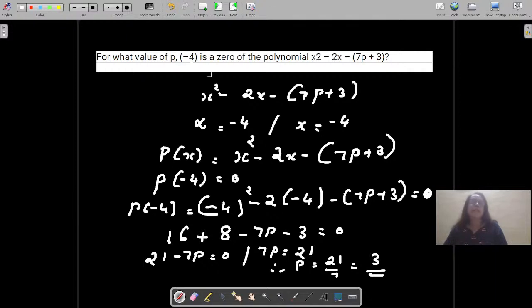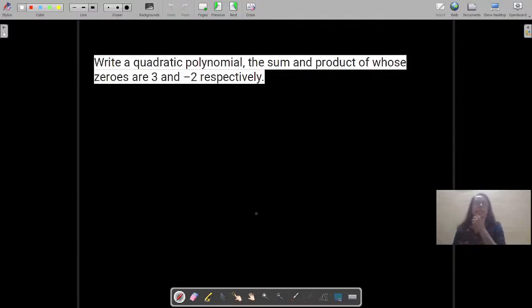Next question is, write a quadratic polynomial, the sum and product of zeros are 3 and minus 2. A quadratic polynomial. How to find out the quadratic polynomial? You know what is the formula for finding quadratic polynomial? Quadratic polynomial is x square minus alpha plus beta into x plus alpha beta. This is the formula for finding the quadratic polynomial, right?